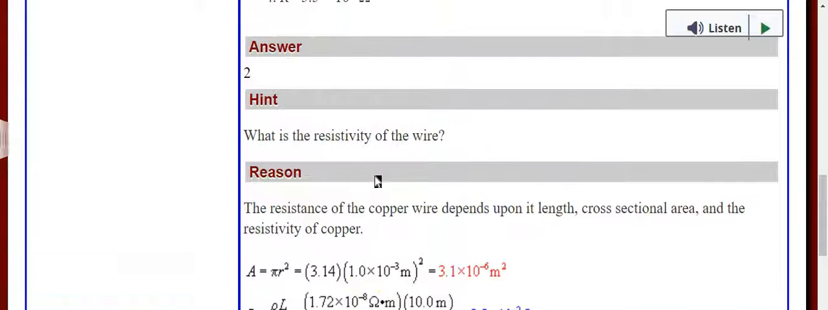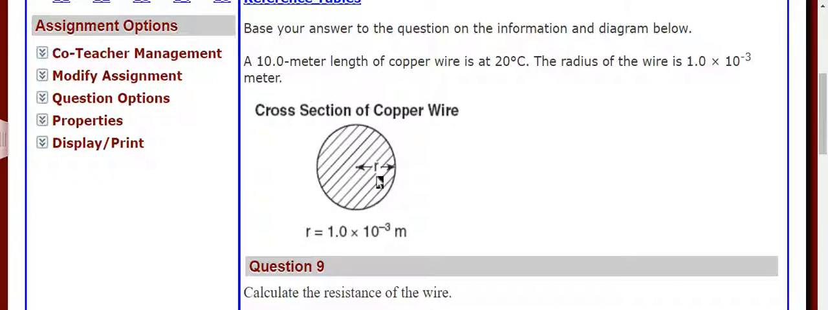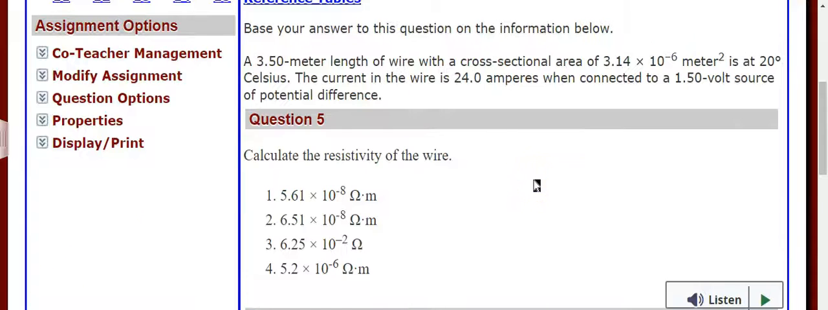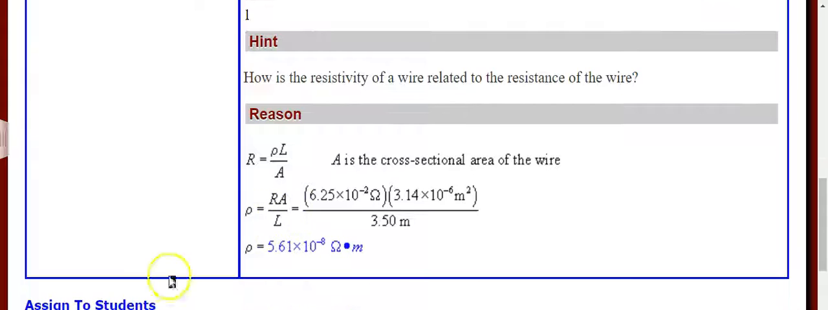All right. That is how easy it is to calculate the resistance of a wire based on its length and its material composition. Let's do one more problem where we're going to back solve for resistivity. So here's the information. A 3.5 meter length of wire with a cross-sectional area of 3.14 times 10 to the negative 6 meters squared is at 20 degrees Celsius. The current in the wire is 24 amps when connected to a 1.5 volt source of potential difference. Calculate the resistivity of the wire. This is actually a two-part problem, and I'll show you why.